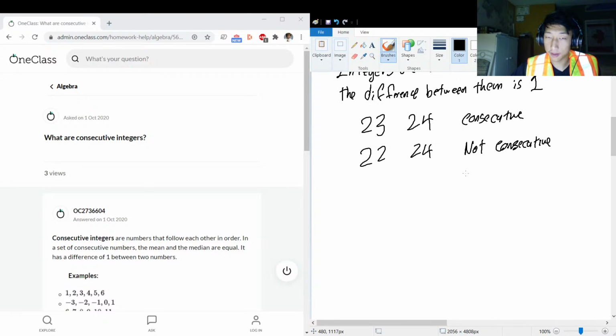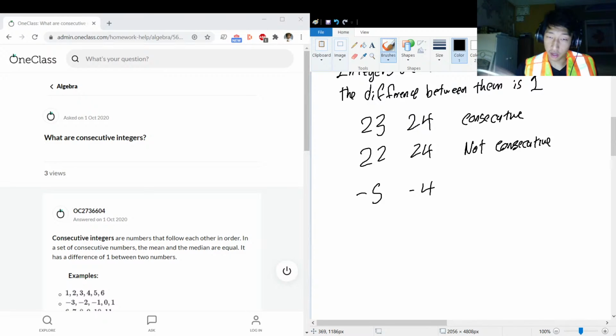Okay, some other examples. Let's say we got negative 5, negative 4. Well, what's 1 bigger than negative 5? Negative 4. It's not negative 6. Negative 6 is one smaller than negative 5. Keep the number line in mind. It's a good way to visualize. Bigger always means towards positive infinity. Smaller means towards negative infinity. So negative 6 is not consecutive to negative 5, but negative 5 is consecutive to negative 6, if that makes sense.